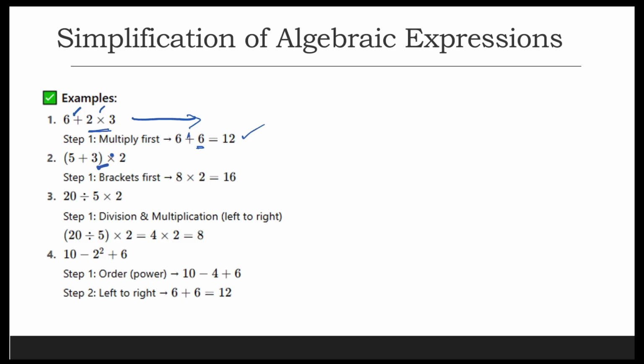Now there is a bracket, there is a multiplication, and there is an addition. Which one has to be solved first? First the bracket. So inside the bracket, whatever is there, we have to solve that first. 5 plus 3, 8. Then we have to solve the multiplication, into 2, equal to 16.